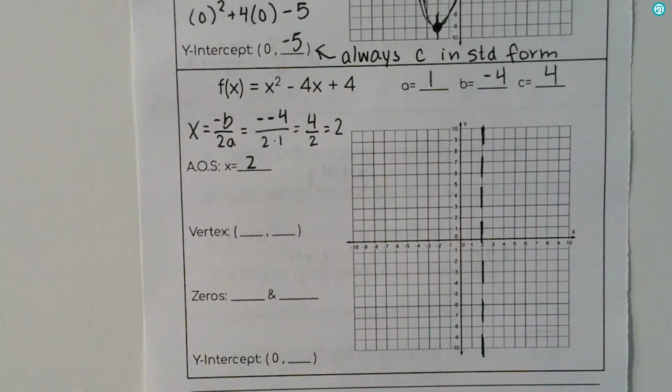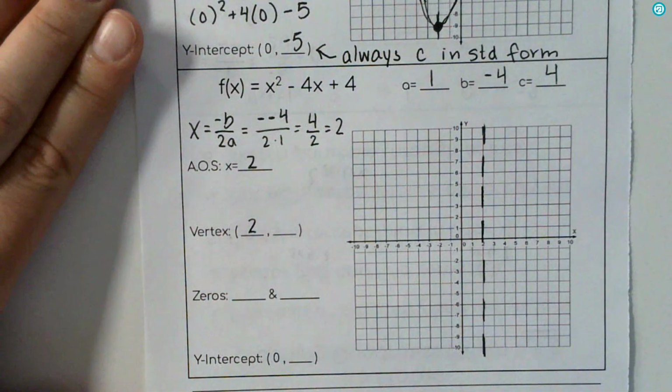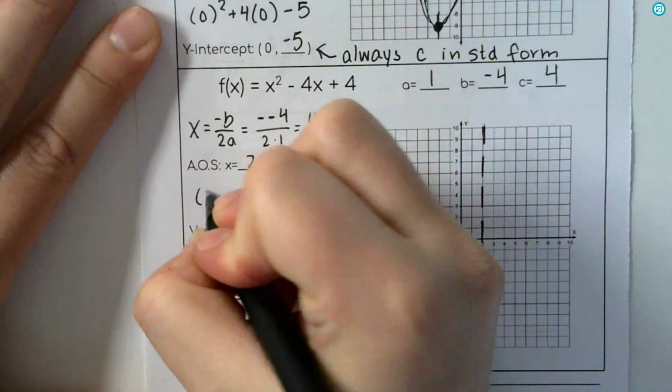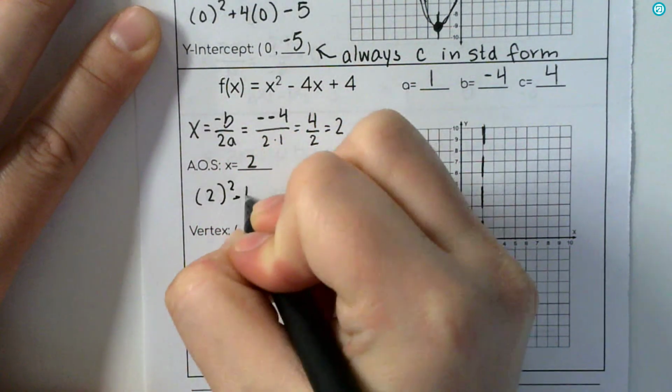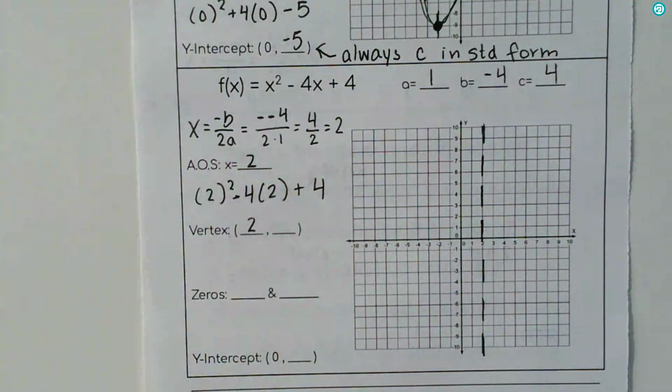Okay. Once we get our axis of symmetry, we can go ahead and plug that in to find the rest of our vertex. So we know that the x value of our vertex is 2, because we know that's where the middle is going to be. We'll plug in 2. So we'll have 2 squared minus 4 times 2 plus 4. Go ahead and throw that in your calculator.